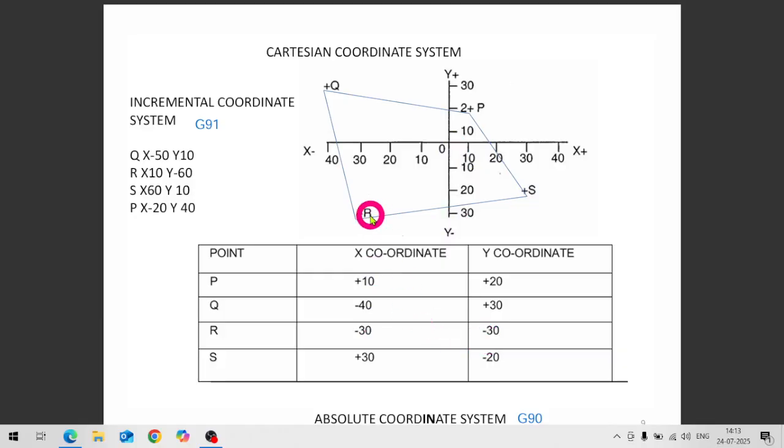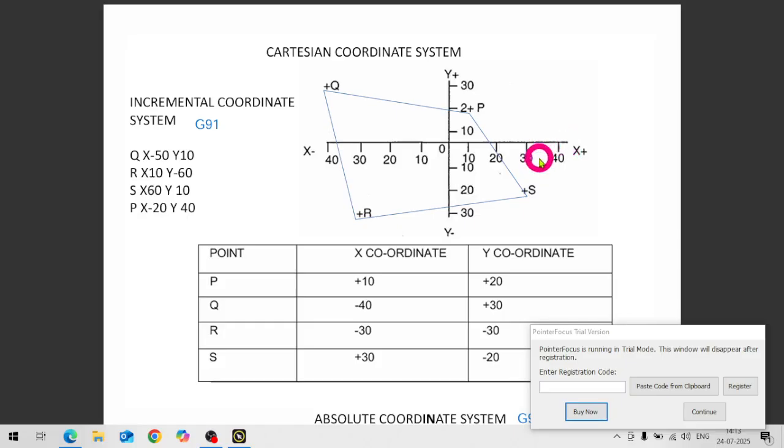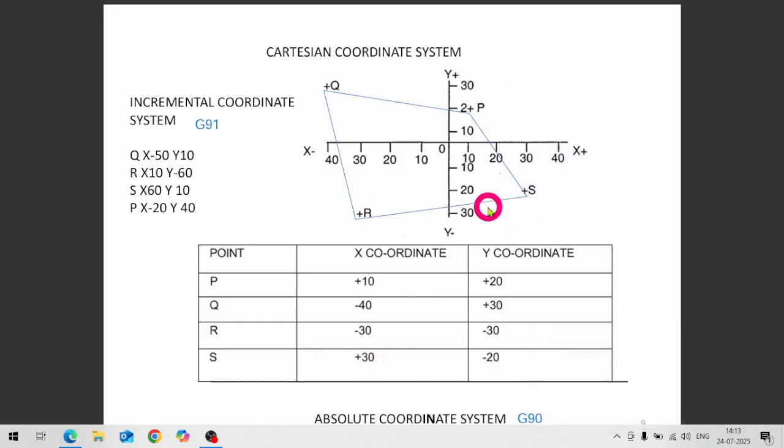Similarly, then there is the S point. It is in the fourth quadrant. Fourth quadrant means x-axis positive and y negative. So for S, 10, 20, 30: 30 is positive in x, and in y, this 20 mm is minus. Plus 30, minus 20.